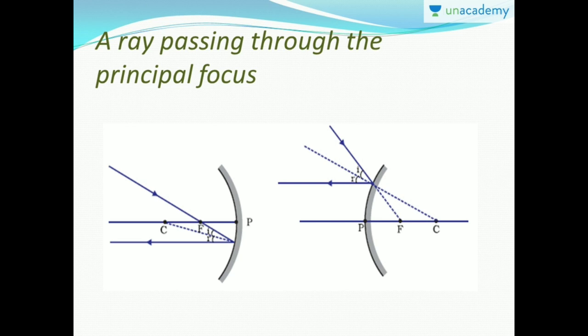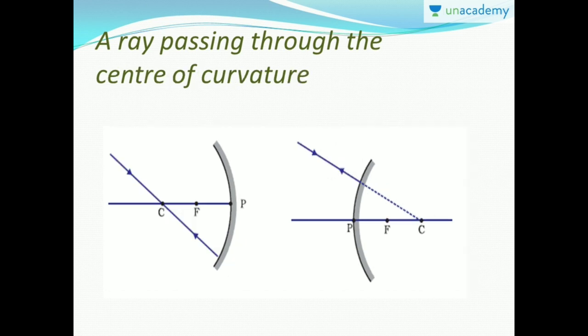Moving on, a ray passing through the center of curvature of a concave mirror, or directed in the direction of the center of curvature of a convex mirror, after reflection is reflected back along the same path. You can clearly see it is reflected along the same path, going back.